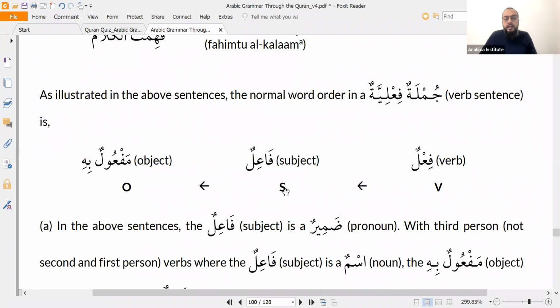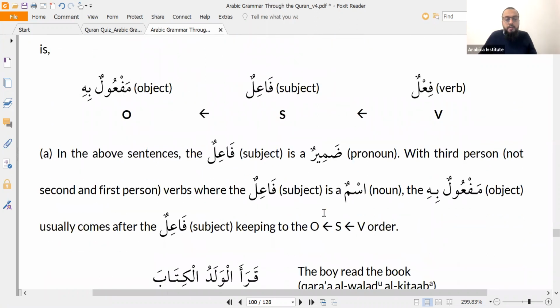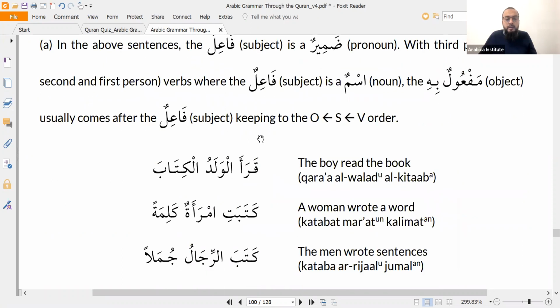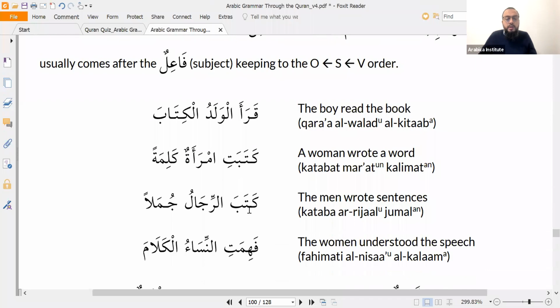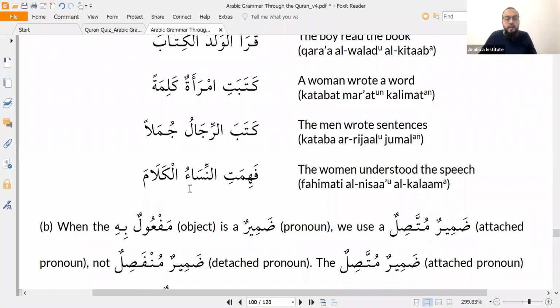So far we've had a sentence structure which we may call the verb, the subject, and the object. Fi'lun, fa'ilun, maf'ulun bihi. This is the VSO order. VSO, verb, subject, object. So we have qara al-waladul kitaba. The boy read the book. That's V, that's S, that's O. Katabat imra'atun kalimatan. A woman wrote a word. Kataba al-rijalu jumalan. The men wrote sentences. Fahimatin nisa'ul kalama. The women understood the speech.